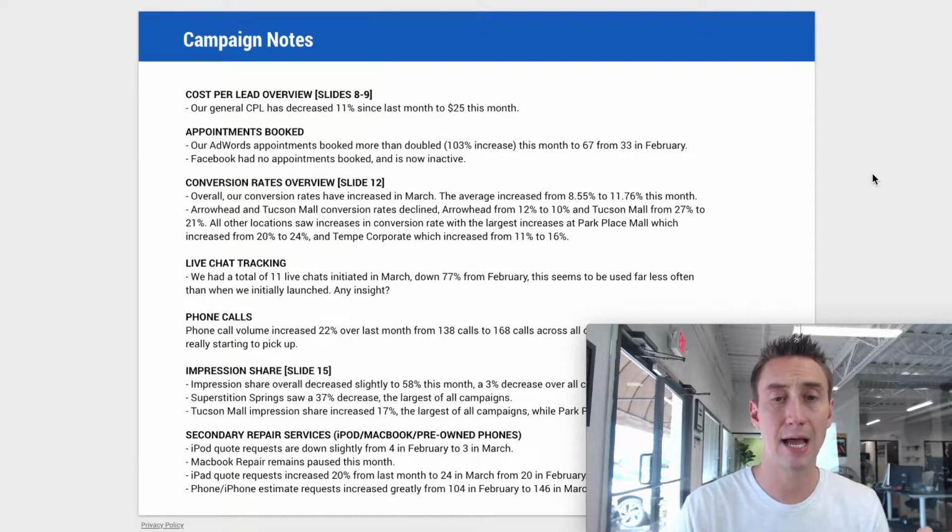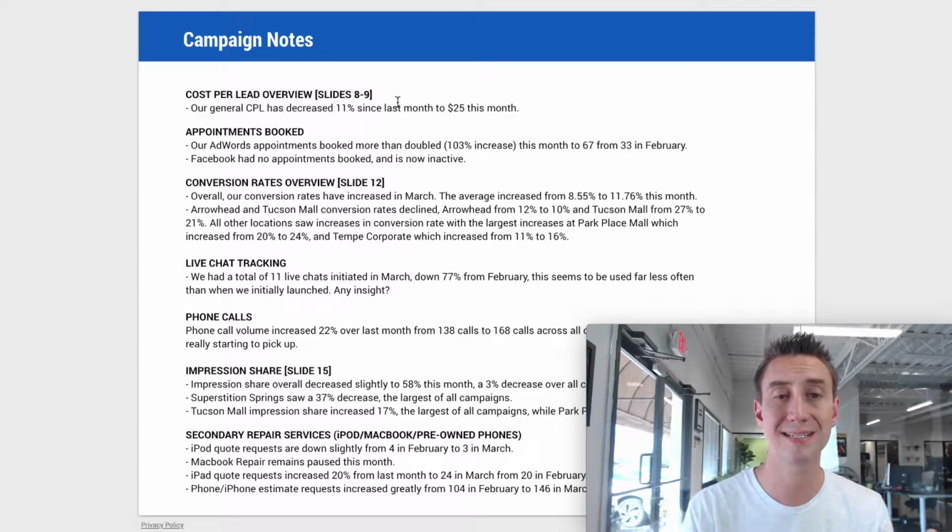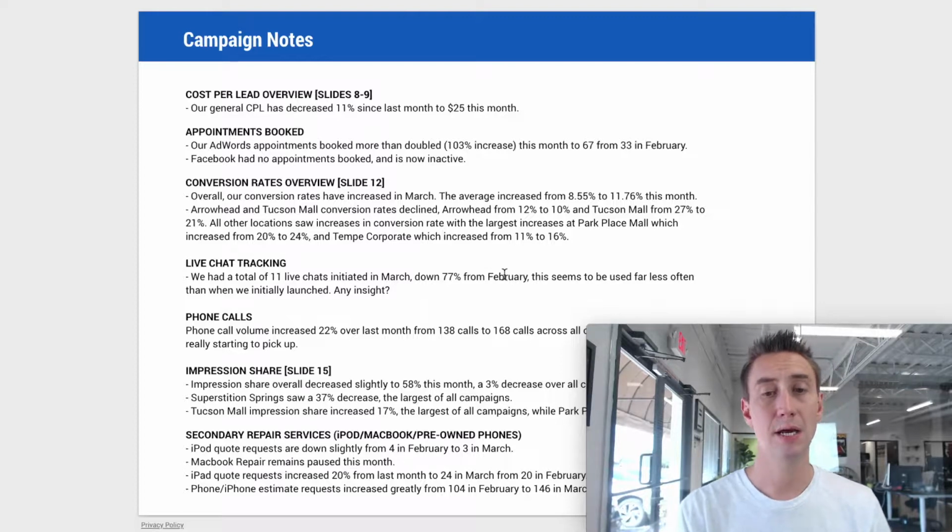So on this slide, I might start by saying, all right, the cost per lead has decreased 11% since last month to $25 this month. And then you'll see here that it references slides 8 and 9. As a client, when you receive this report and you get it digitally, it's an online hosted report, you can then go to slides 8 and 9 and see what we're talking about. Slide 12, slide 15. We refer back to slides when something is slide relevant.